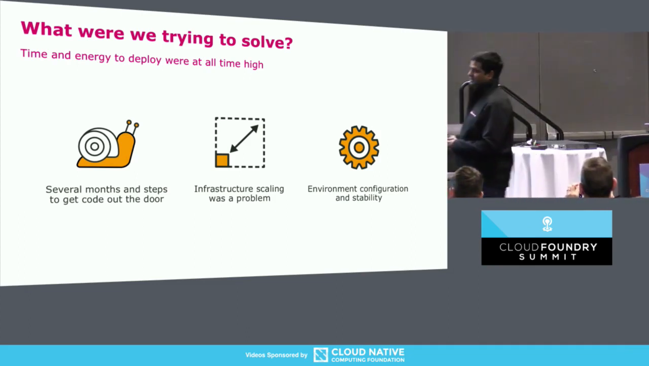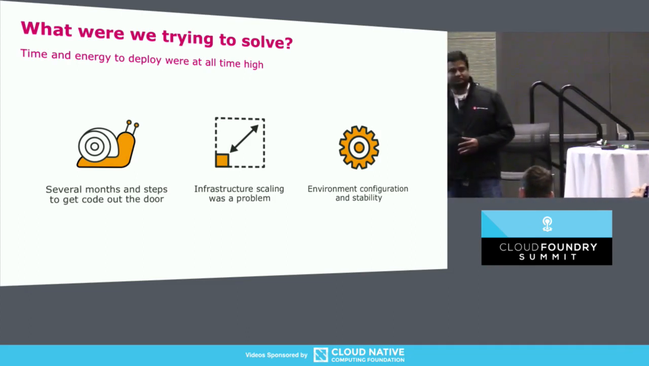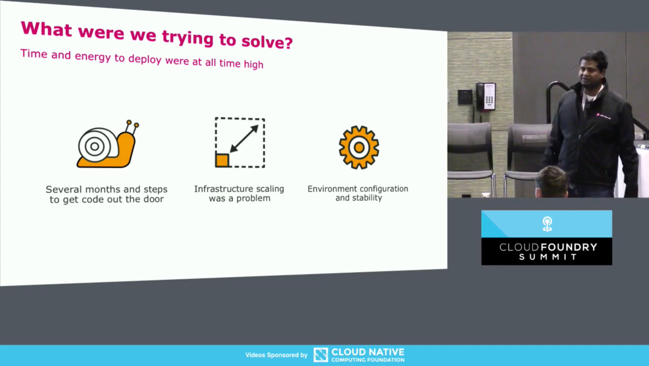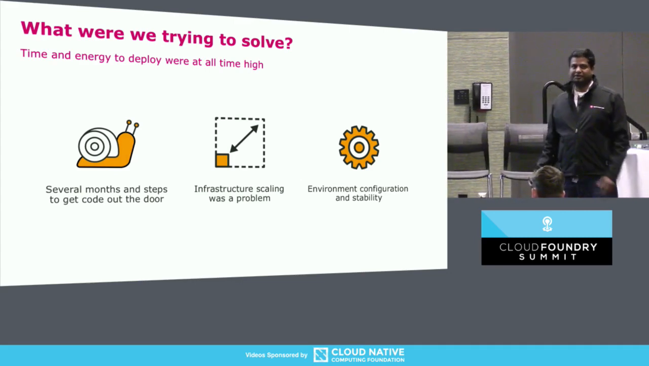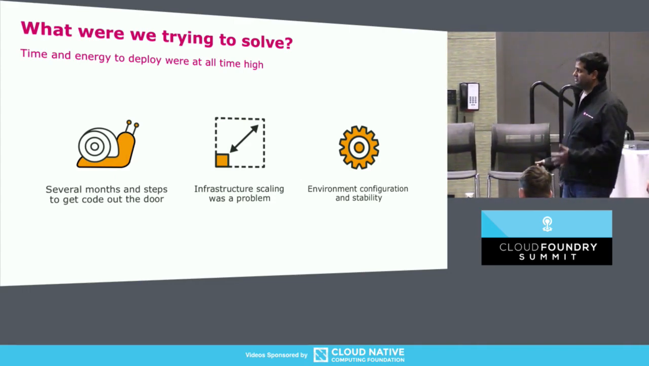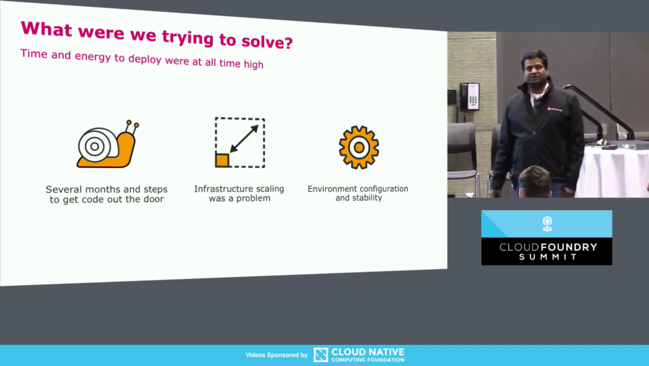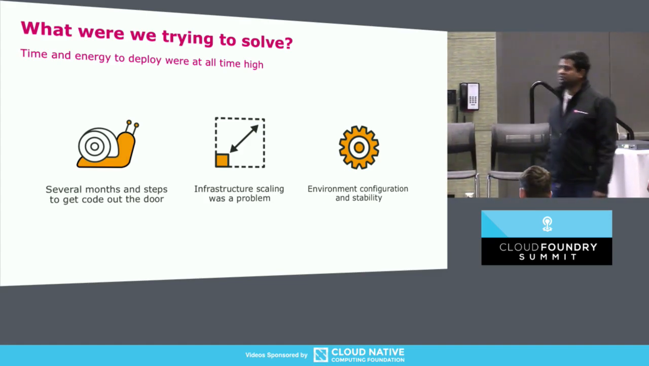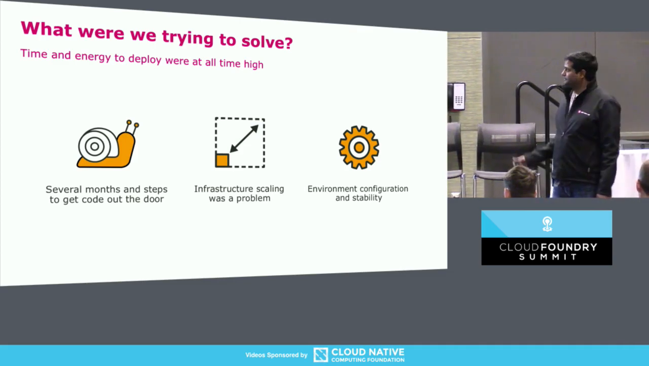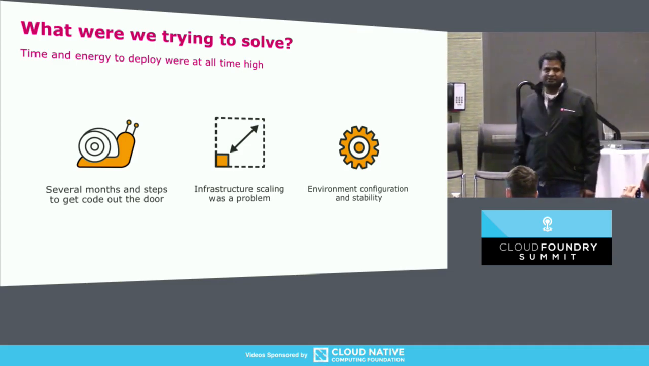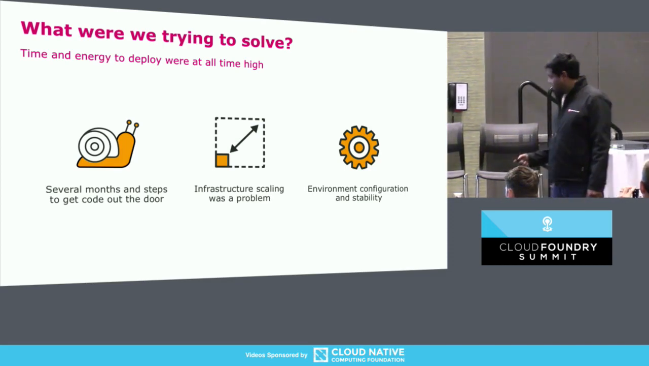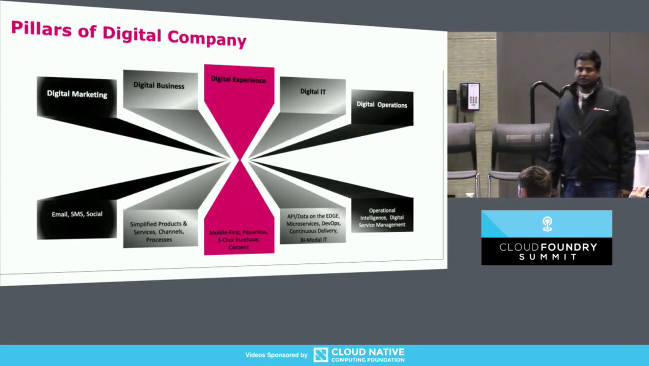So for example, we need to get the code from development into prod pretty fast to get to one of those Un-carrier moves. Traditionally in the ESB model, we used to do it in several months. Now we wanted to get it out in weeks. And we also wanted infrastructure to be more scalable. And we also want environment stability and configuration. So how did we do it?